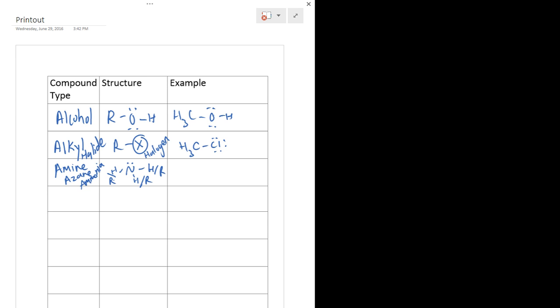And amine groups, and alkyl halides are as well, are classified based upon how many R groups are attached. So an example of a primary alkyl halide is a nitrogen attached to 1 R group and 2 hydrogens. And if I were to replace one of these hydrogens with another R group, then this would become a secondary amine. And if I were to replace this hydrogen, it would become a tertiary amine.